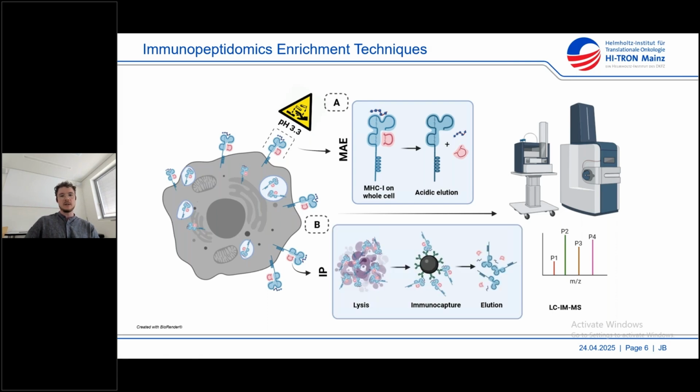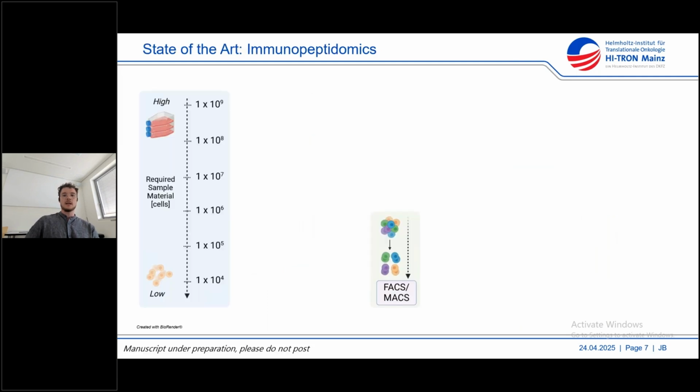The second, more commonly established method is termed immunoprecipitation, where you usually start from lysed cells and then capture the complexes via antibodies coupled to beads. Then you elute them from the beads, and then you also have purification steps afterwards.